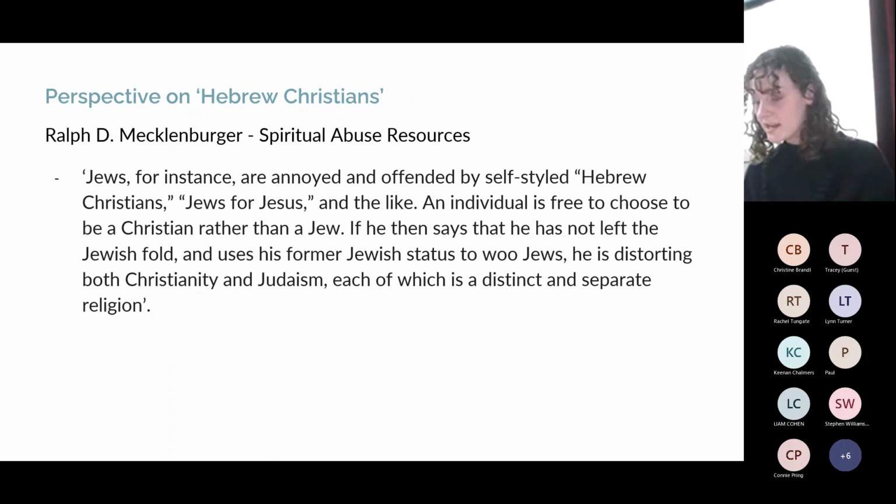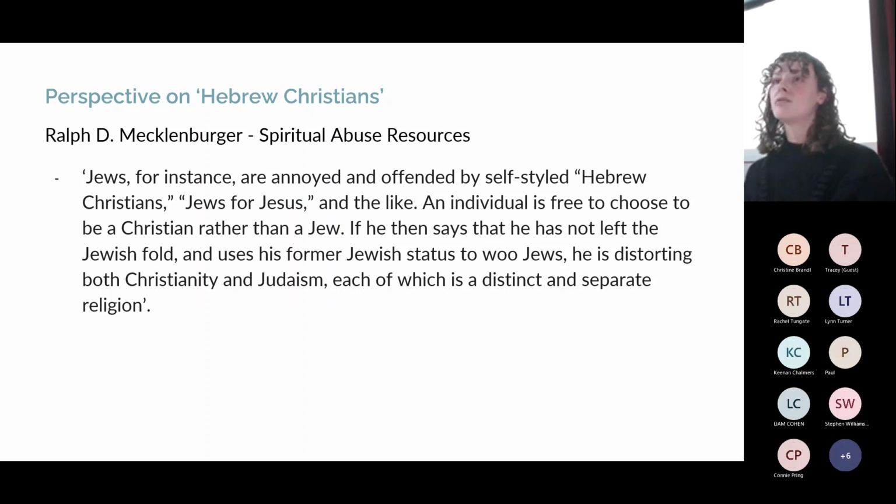Mecklenburger also provides insight into an example of the Jewish perspective of Hebrew Christians as well. And this is a modern perspective, but I do think it can be used to further understand the cultural context behind this. He says, "Jews, for instance, are annoyed and offended by self-styled Hebrew Christians, Jews for Jesus, and the like. An individual is free to choose to be a Christian rather than a Jew. If he then says that he has not left the Jewish fold, and then uses his former Jewish status to woo Jews, he is distorting both Christianity and Judaism, each of which is a distinct and separate religion."